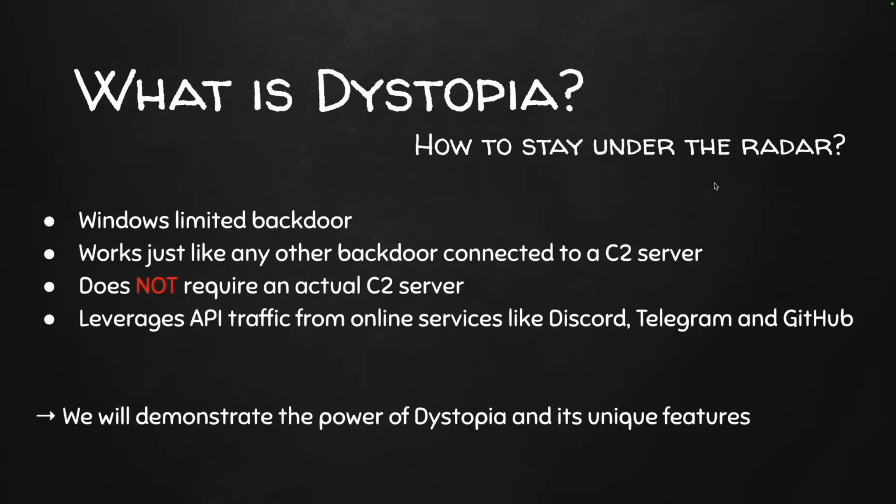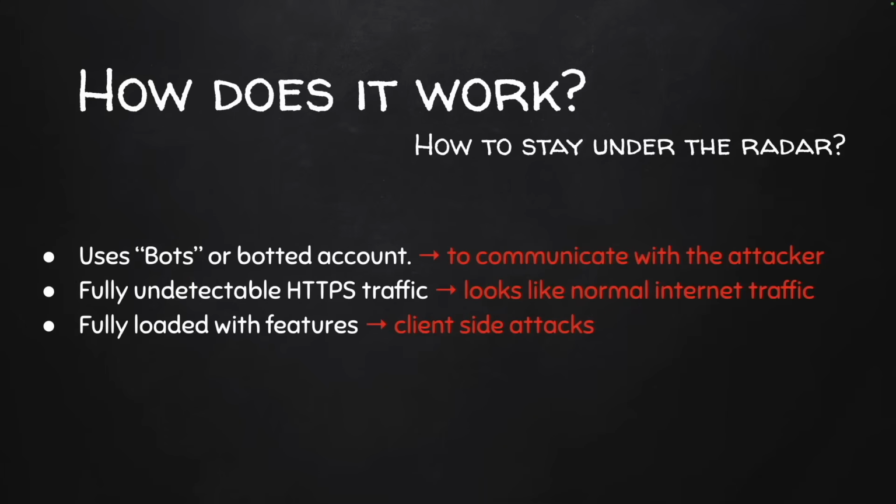So, what is Dystopia? Dystopia is a tool that generates backdoors that use Discord, Telegram, and GitHub as a C2 server, so it doesn't require the hacker to own a server to host their listener on. It also has undetectable traffic, since all the packets are HTTPS encrypted, which makes the connection made with the C2 server almost unnoticed. And also, it has a lot of client-side attacks, which we will showcase later on. In this video, we will be focusing on how the Discord version of this backdoor works.